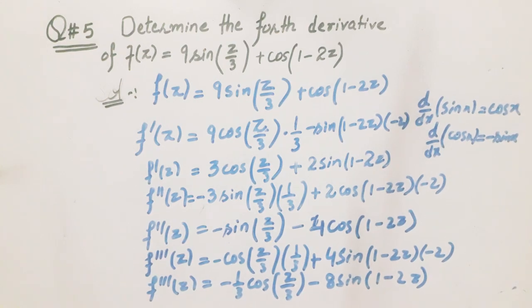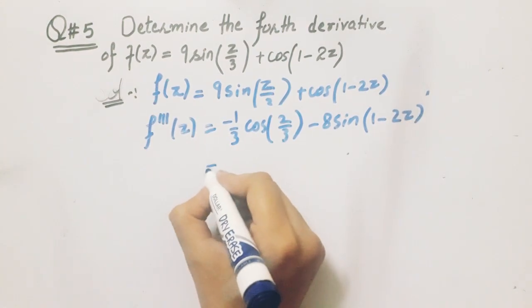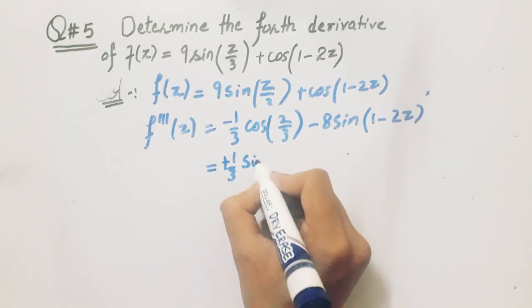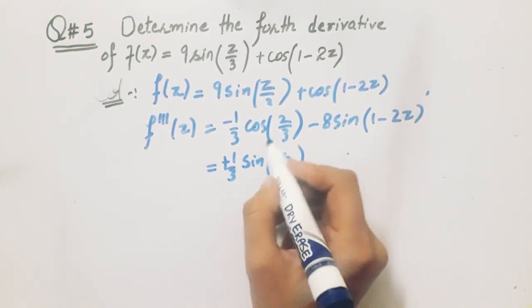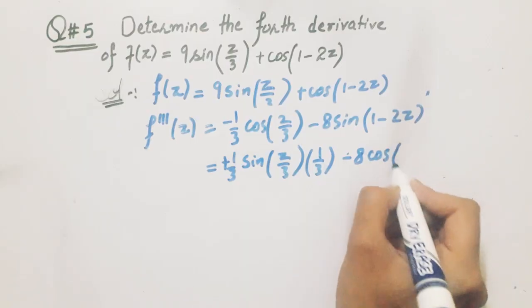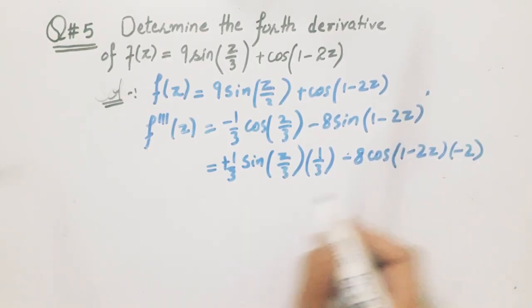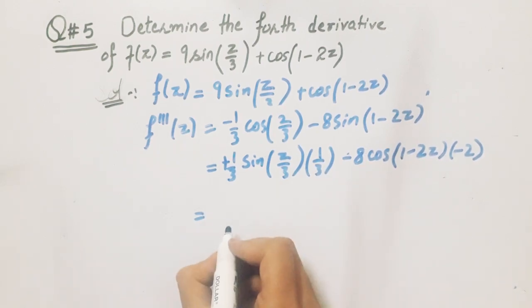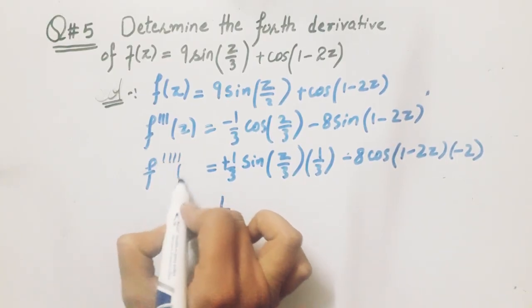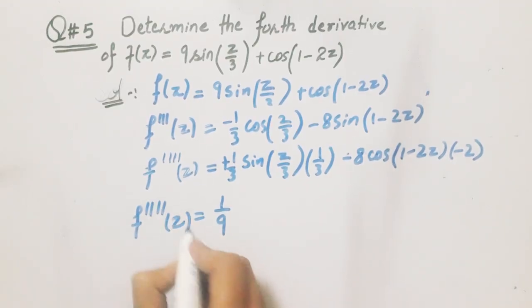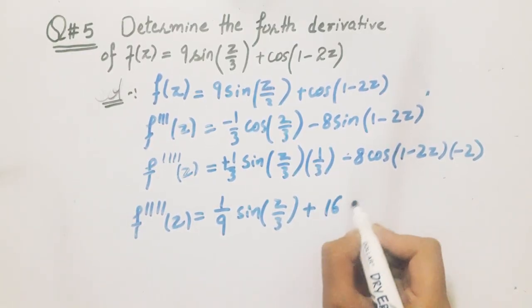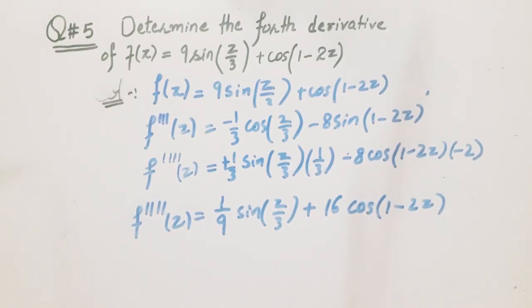Now we will find the fourth derivative. So minus 1 by 3, cos derivative is minus sin. So this minus 1 by 3 will become positive, sin z by 3, and then further z by 3 derivative is 1 by 3. Minus 8, sin derivative is cos, so cos of (1 minus 2z), and then further minus 2. So 1 by 3 multiplied by 1 by 3 is 1 by 9. This is the fourth derivative: 1 by 9 sin z by 3, and minus minus is plus, 8 into 2 is 16 cos of (1 minus 2z). So this is the final answer of this question.